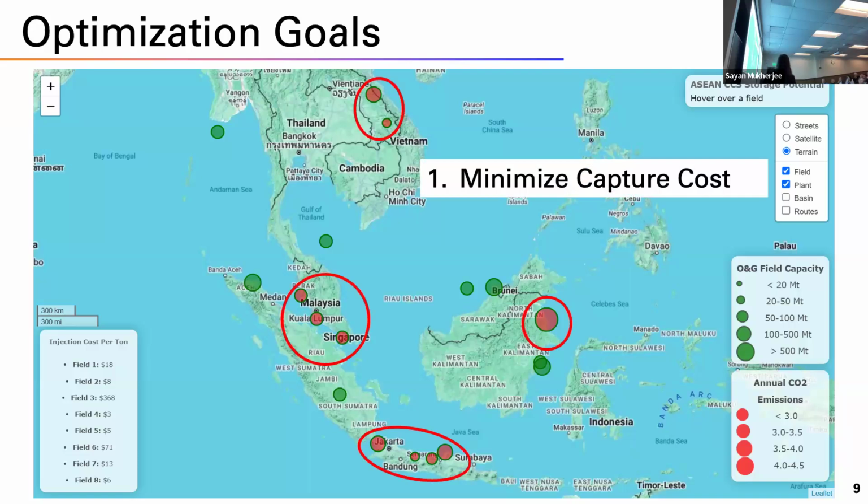At all these 10 power plants, they have a little varied capture cost, but within Southeast Asia, it's a pretty average capture cost. It will depend where you are in the world. It could vary, but it's about $50 per ton of carbon dioxide. And so that is the first cost we're looking at.